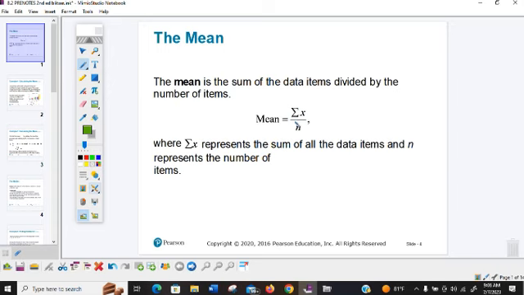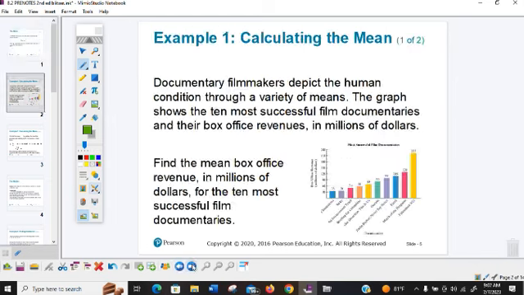This is a capital sigma. It means sum. It means you're adding up all of those test scores. Those are your X's. Divided by N. N would be the number in the class.